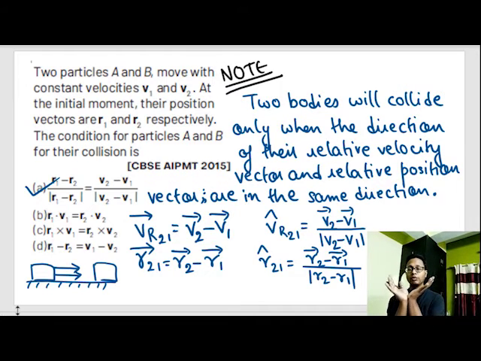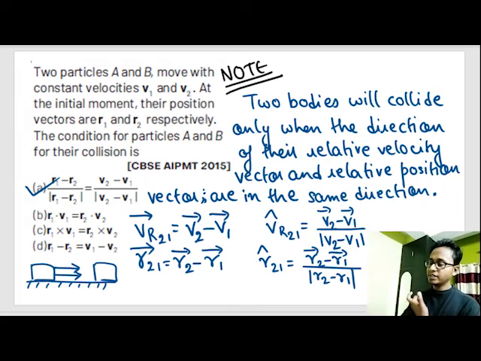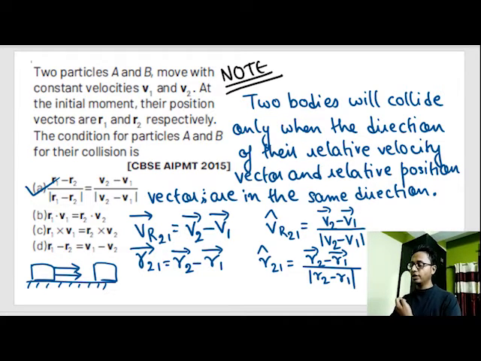But you might ask, what if they go in opposite directions? Then they'll become minus. If they are going in opposite directions, v_R cap would be minus of x_R cap. Understood? This is a little difficult to understand, so I'm telling you, just remember this: two bodies will collide only when the direction of the relative velocity vector and relative position vector are in the same direction.